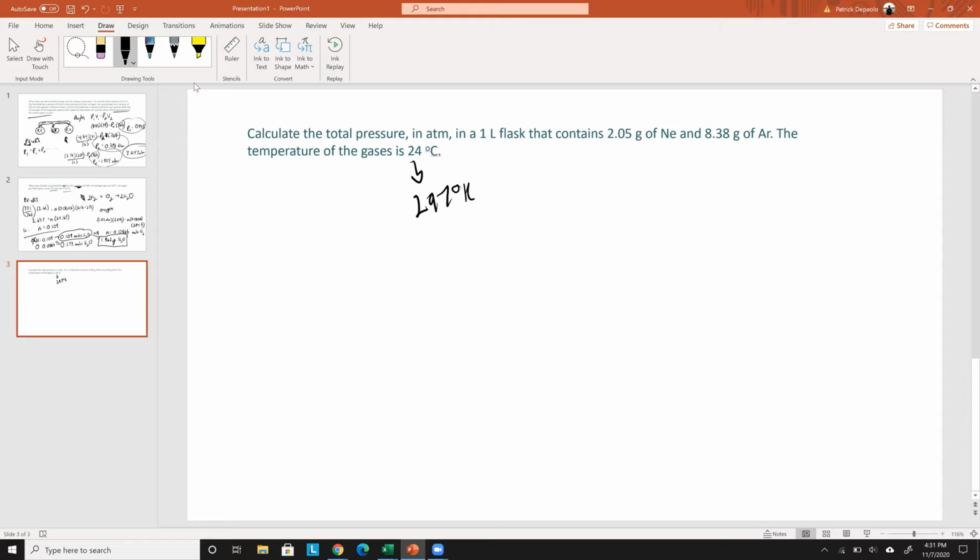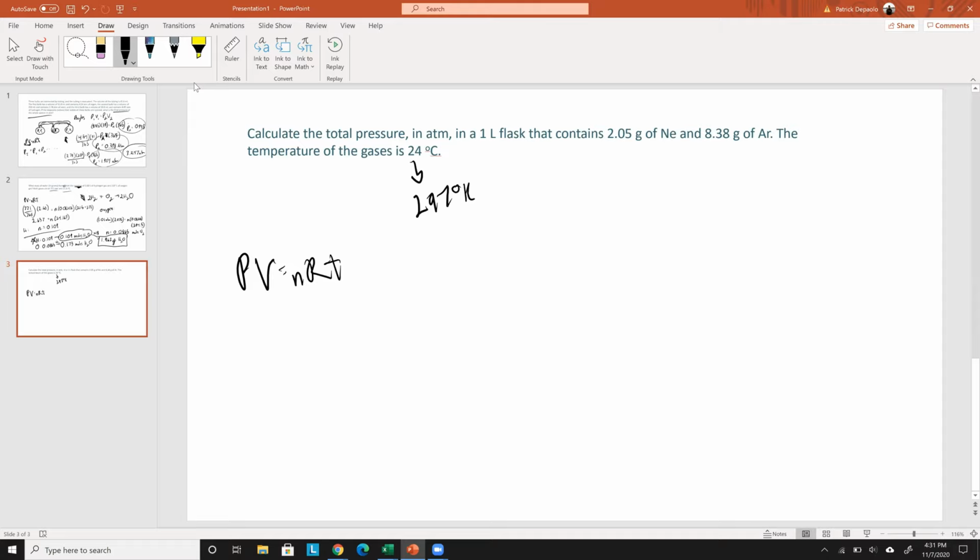Next we have grams involved, so we can figure out the moles. And then we can also figure out, using PV equals nRT, what that total pressure is. We can assume all of these are ideal gases as well, and this helps us a lot, because we assume they're low enough pressure to be ideal gases.